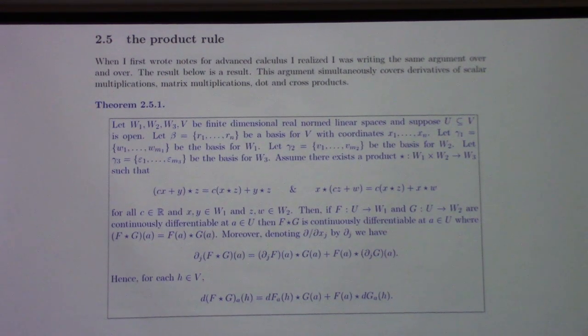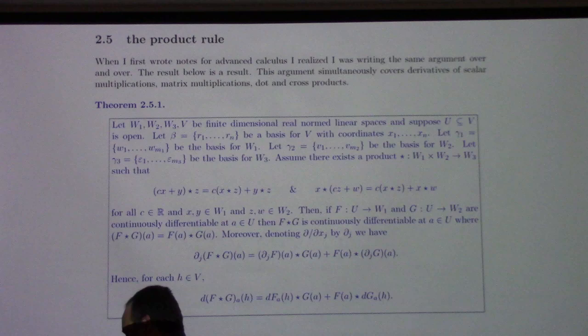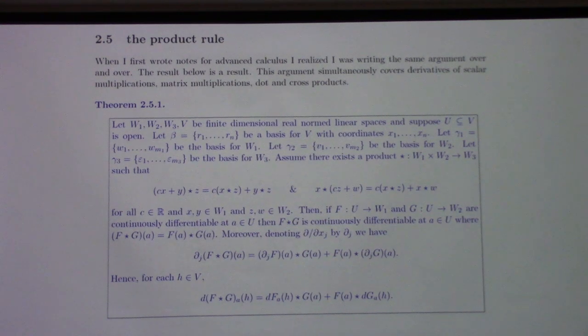And if we do that, then the theorem says that the partial derivative of such a function is simply given by the product rule, where you take the star product between these. And by the way, the differential of such a function is actually the star product of the differential of f with g and f with the differential of g. This is true for all of the products I just looked at, and more.